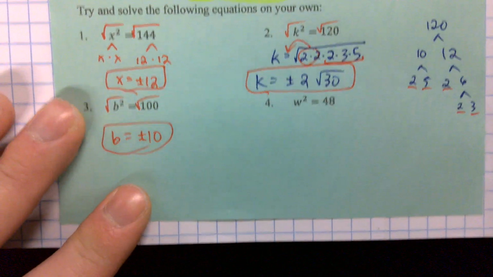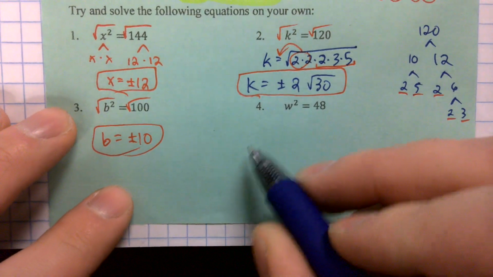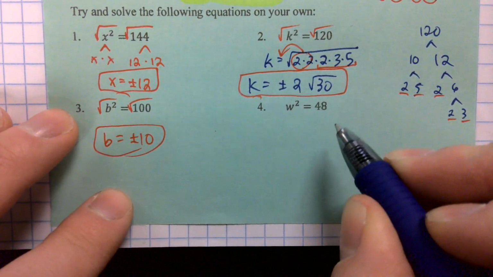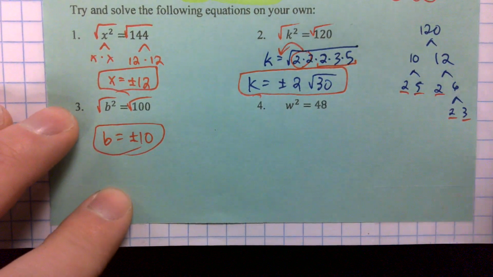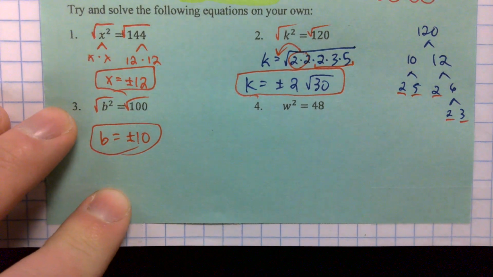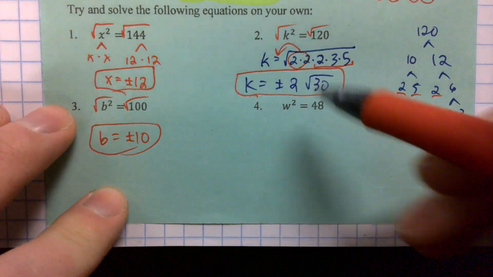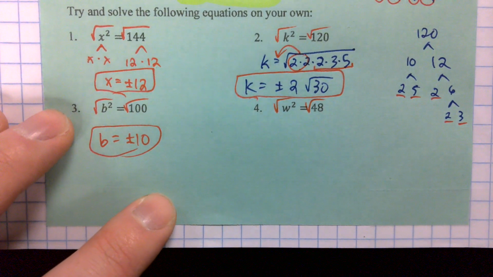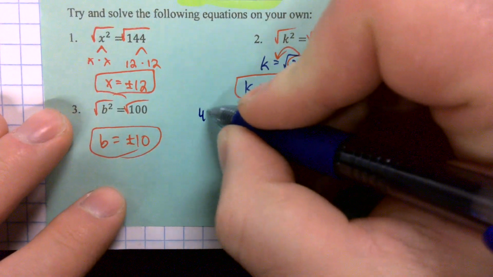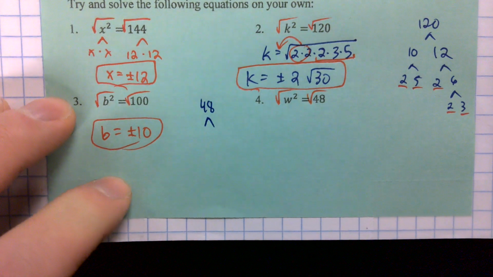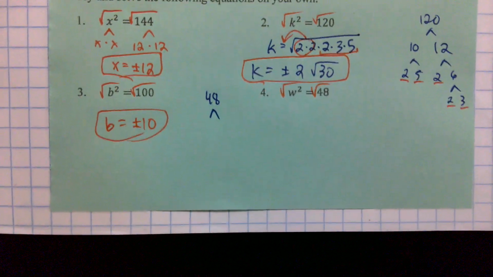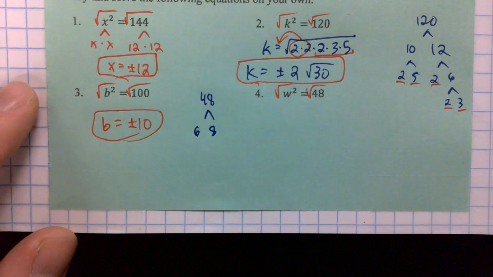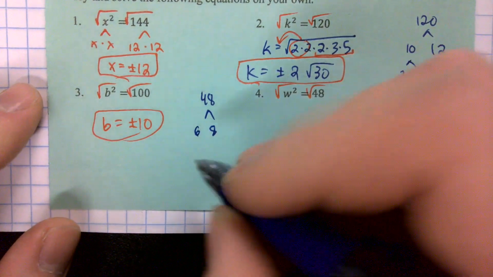Okay. Let's take a look at number 4. w squared equals 48. Is 48 a perfect square? No, it is not. It's close. 49 is a perfect square, but 48 isn't. So we'll take the square root of both sides. I'm going to do a factor tree for 48. How can I split up 48? 6 and 8. You could do 2 and 24, or 4 and 12. You'll get the same thing.